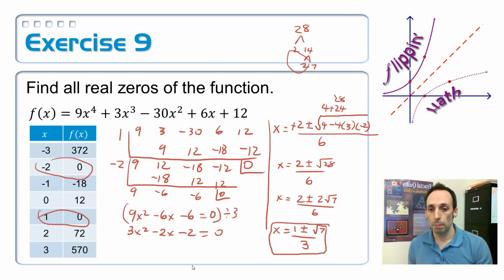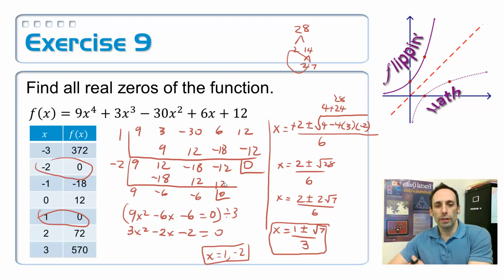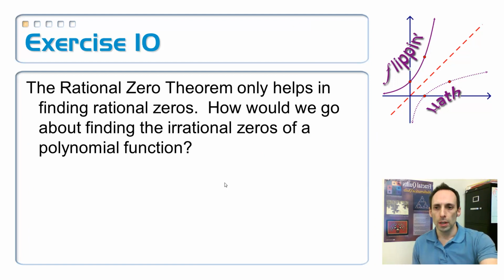Those two, plus x is equal to the 1 and the negative 2 that we found straight from the table. Now, there is something I do want to point out about those last two answers that we got from the quadratic formula. They are irrational conjugates. That's interesting. So why don't you go ahead and try some more of those exercises in the next video, and I'm going to wrap it up right here.